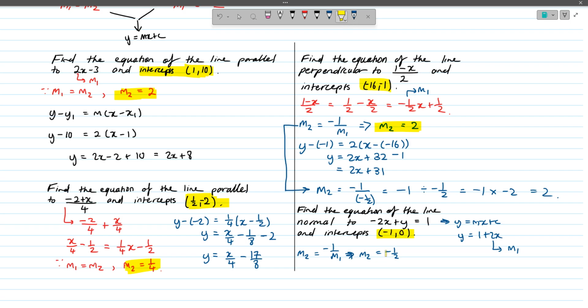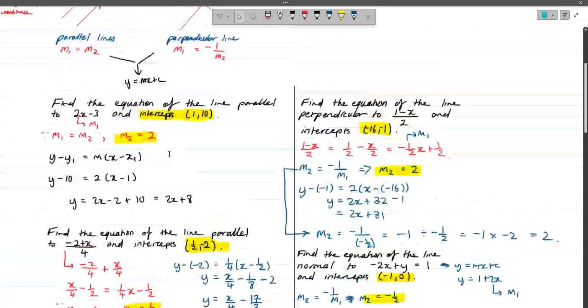Now, again, we have an intercept and we have a gradient, and we can just find the equation of the line. So we get y minus y1, which is 0, is equal to negative half x minus negative 1, which effectively is y is equal to negative x over 2 minus 1 over 2. And that's it. Congrats. So that's pretty much perpendicular and parallel lines. And then we'll get started on to our next topic.